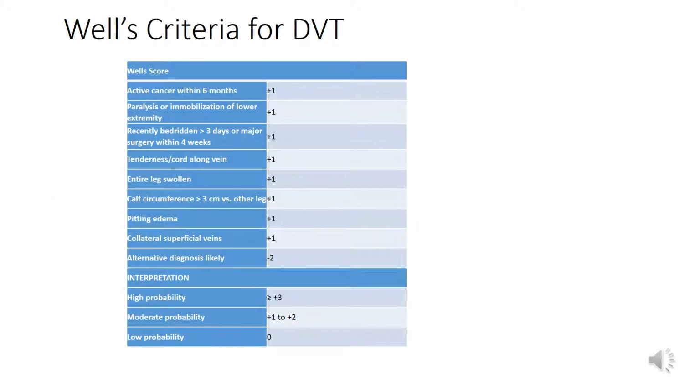So here's a graph that'll show you the criteria for the Wells score. You have 9 indicators here, and then at the bottom, the interpretation will tell you which is considered a high probability to a low probability.